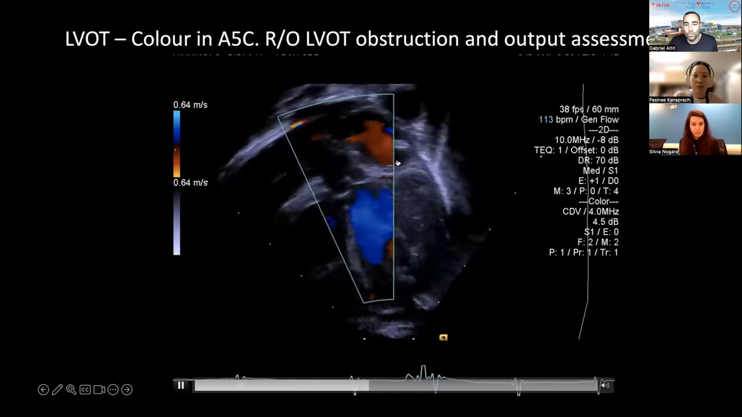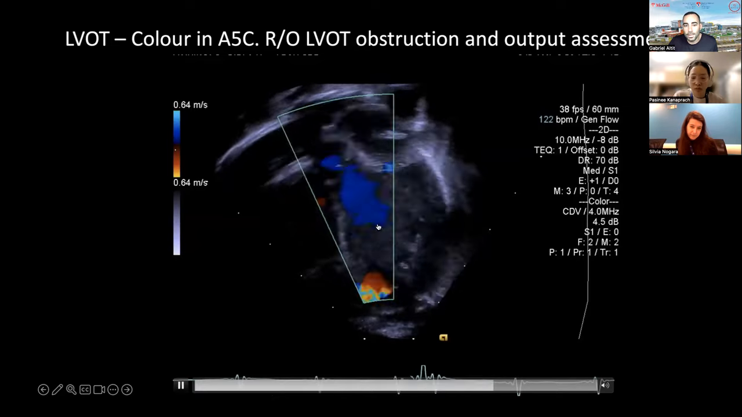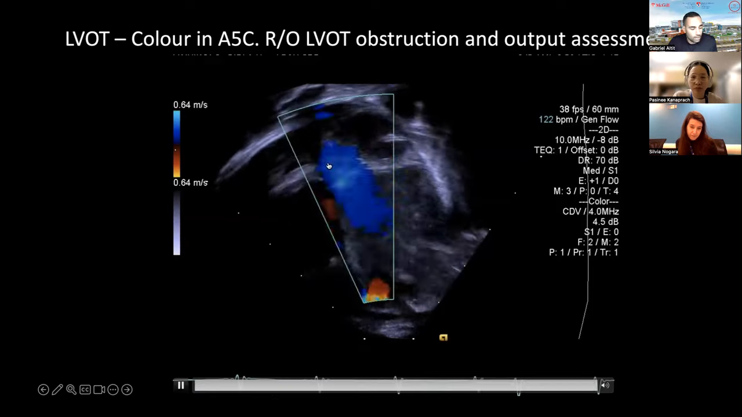Then we would do the view where we see the mitral inflow to outflow tract, because you want to make sure that there's blood originating below the valve and going through the valve.